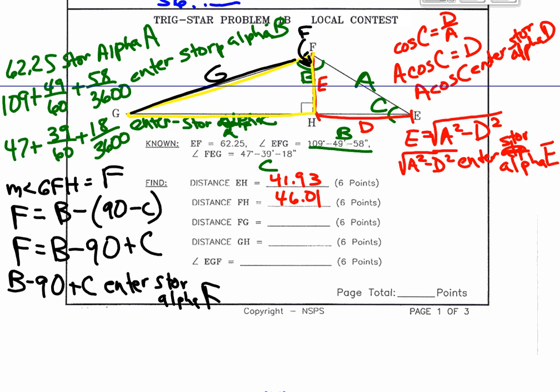I'm going to use this angle, that side and this side. So I'm going to use cosine again. So I'm going to say the cosine of F is equal to E over G. And it's G that I want to find. So G is equal to E divided by cosine F.